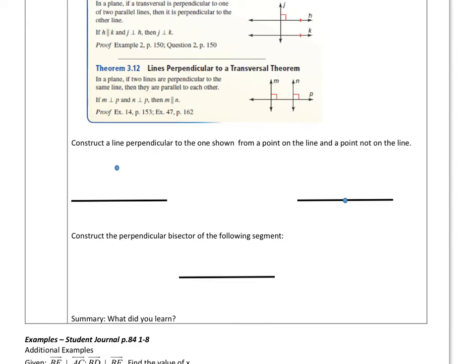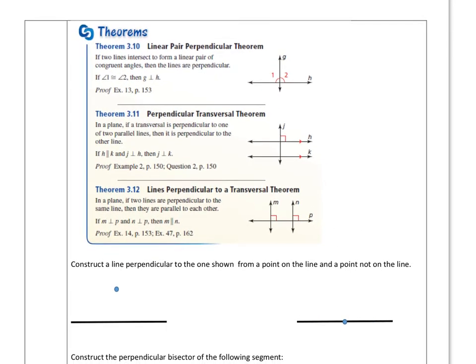Moving on over here, we have the linear pair perpendicular theorem. This is what your book calls it. This is what we just kind of did, but just a teeny bit different. We're saying if angles 1 and 2 here are congruent and they form a linear pair, then this has to be perpendicular. So 1 and 2 congruent, linear pair here, that means it's a right angle.